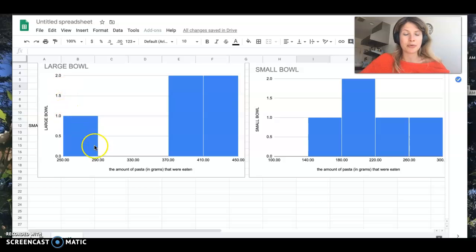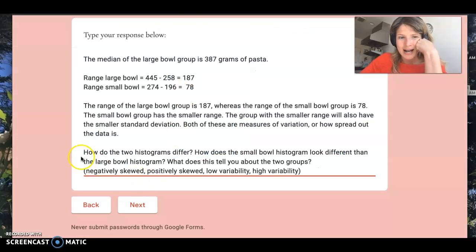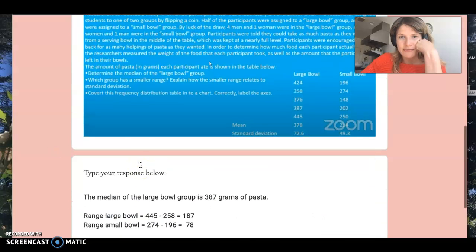So one example could be for the group of participants who are eating from a large bowl. The histogram shows higher variability. There's a higher spread or range between the lowest amount that was eaten and the highest amount that was eaten. Whereas in the small bowl group, there's lower variability. There is less range or less difference between the minimum amount eaten and the maximum amount that was eaten by a participant.